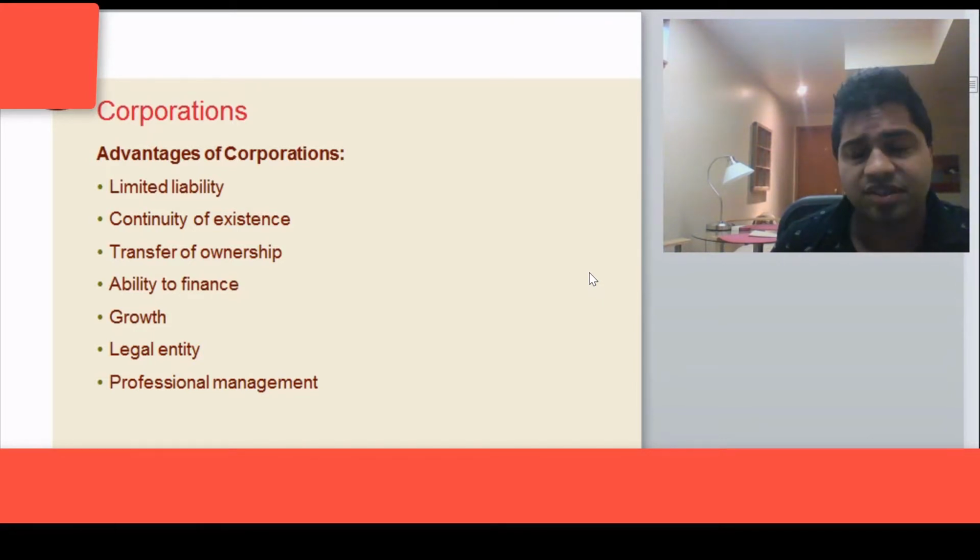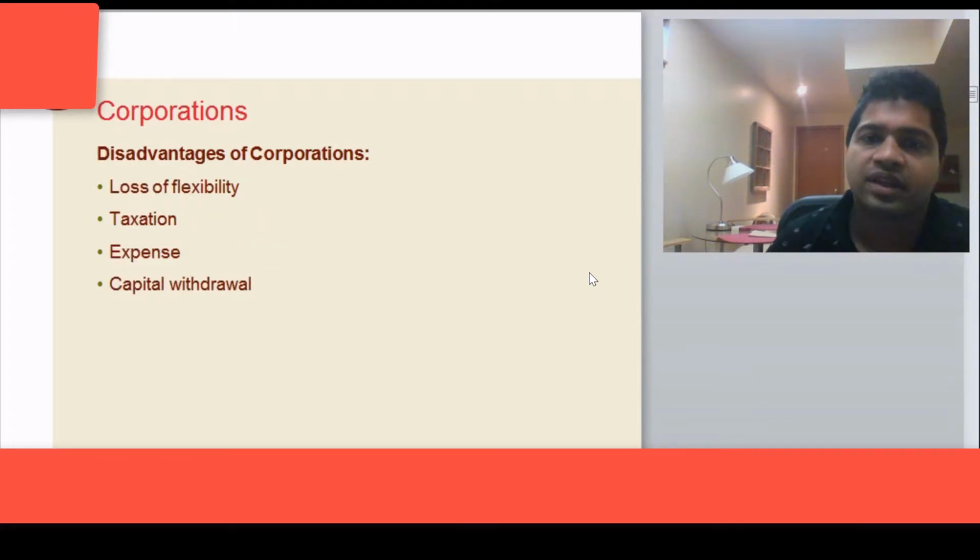Transfer of ownership is there. Then there is ability to finance. There is higher growth potential, so companies can raise a lot of money from debt, from preferred shares, from international markets if they are formed as a company. Then there is legal entity. It's a separate legal entity and you can hire professional management.